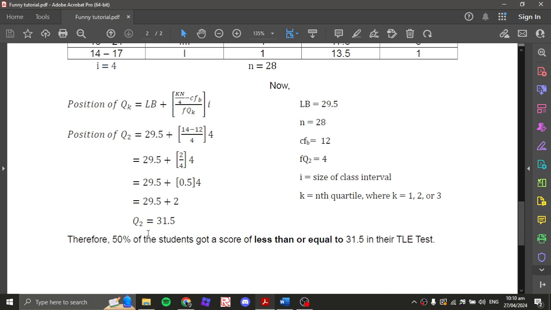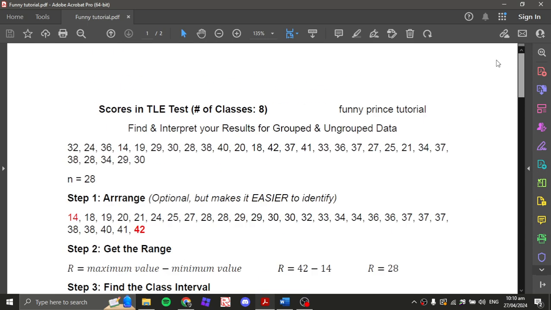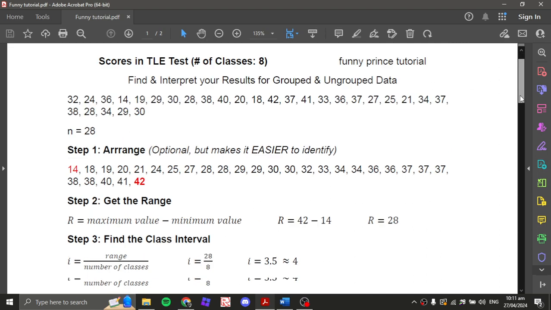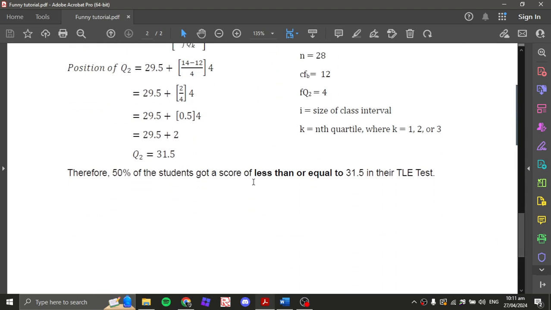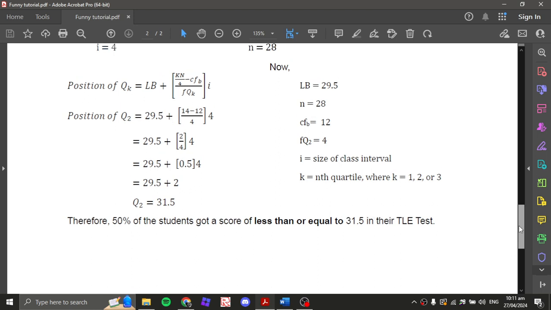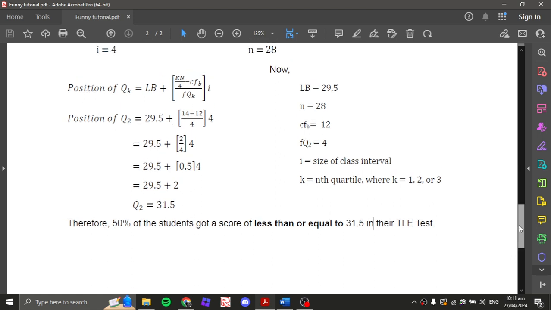Now, to interpret the score, what is the second quartile? That is 50% of the data set. So therefore, 50% of the students got a score of less than or equal to 31.5 in their TLE test, and that's only for grouped data. Now, how do you interpret this the other way? Therefore, 50% of the students got a score of greater than or equal to 31.5 in their TLE test.